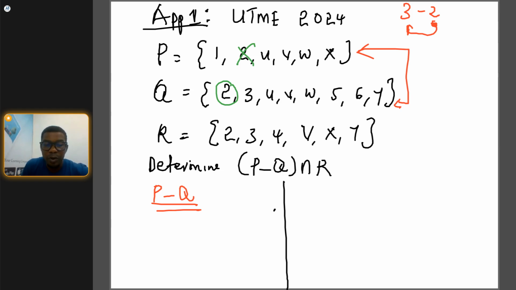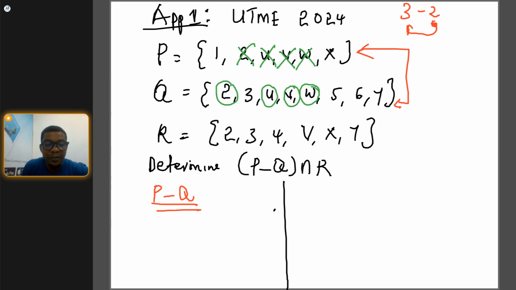What we are left with is what we have inside the element. Let's go on again. 3, of course, we don't have 3, but we have U. So we cancel out U. U is out of it also. We have V. We cancel out V. V is out of it also. We have W. We cancel out W. W is out of it.